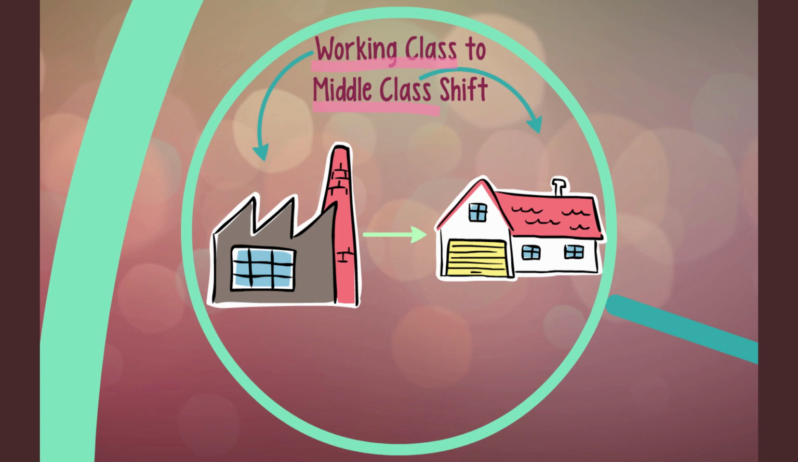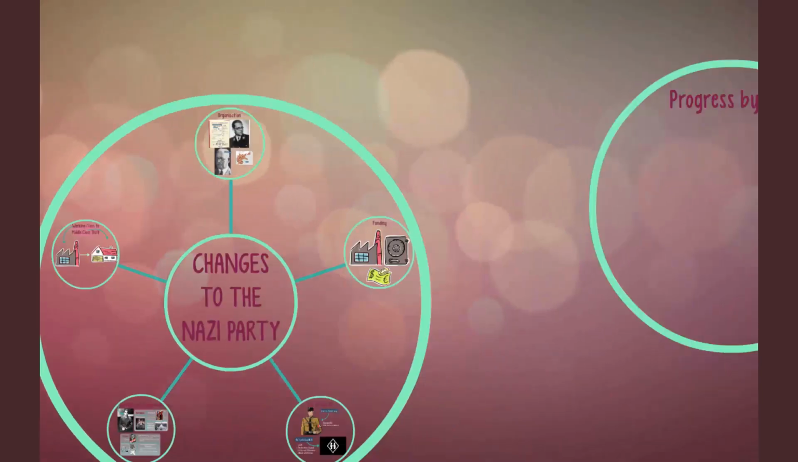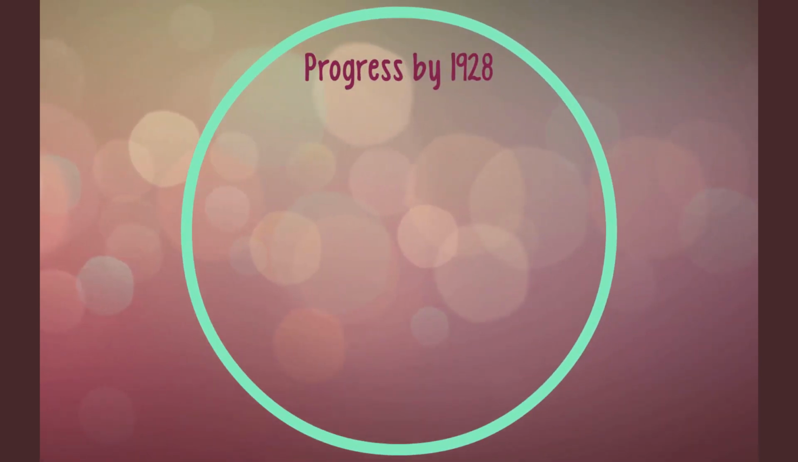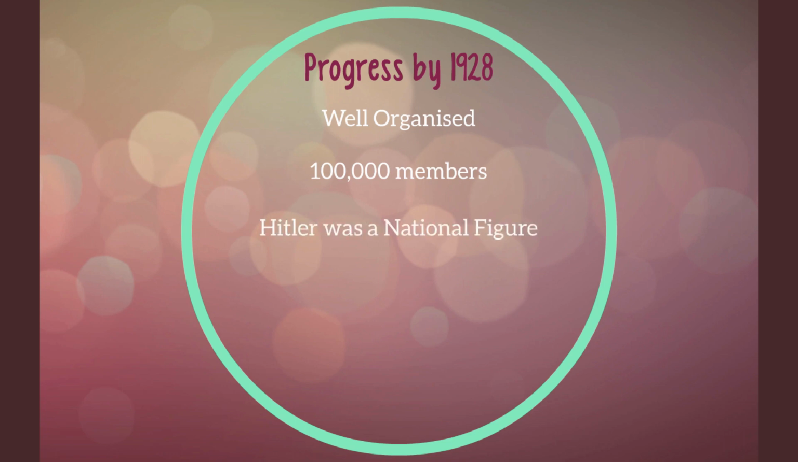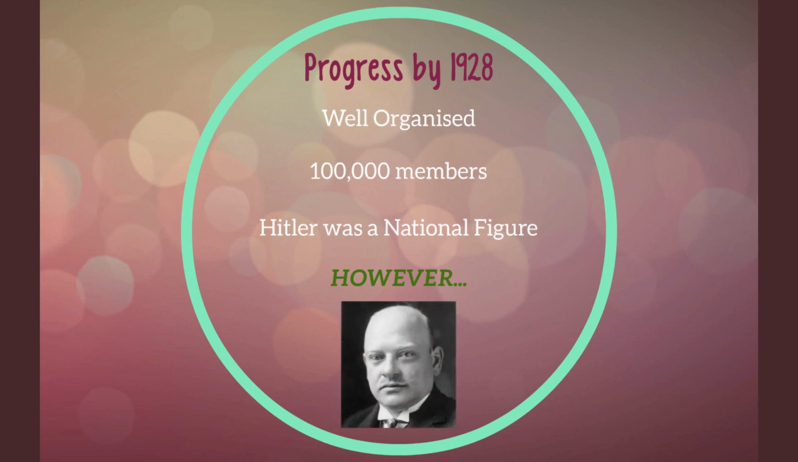So what do these changes bring about by 1928? Well, in 1928, the Nazi Party was well organized. It had about 100,000 members, and Hitler had become a national figure. However, we have to remember that Stresemann was still in power at the time, and Stresemann's improvement of the Weimar Republic meant that more Germans supported the Republic, and they also supported more moderate political parties, because, as the old adage goes, if it ain't broke, don't fix it.